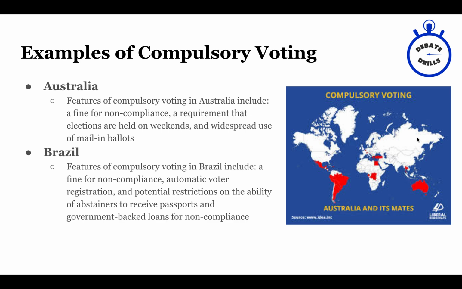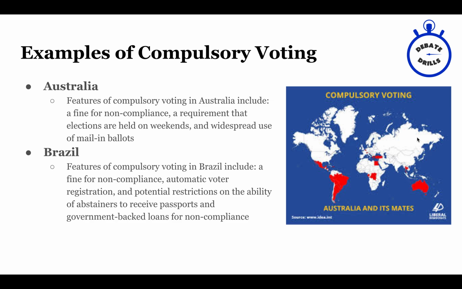I also wanted to dive into two examples of what compulsory voting looks like a little bit more deeply, just to give us a sense of what these policies need to make them work and what they actually look like when they're implemented. Both Australia and Brazil have had compulsory voting in place since the 20th century and have had varying levels of success.